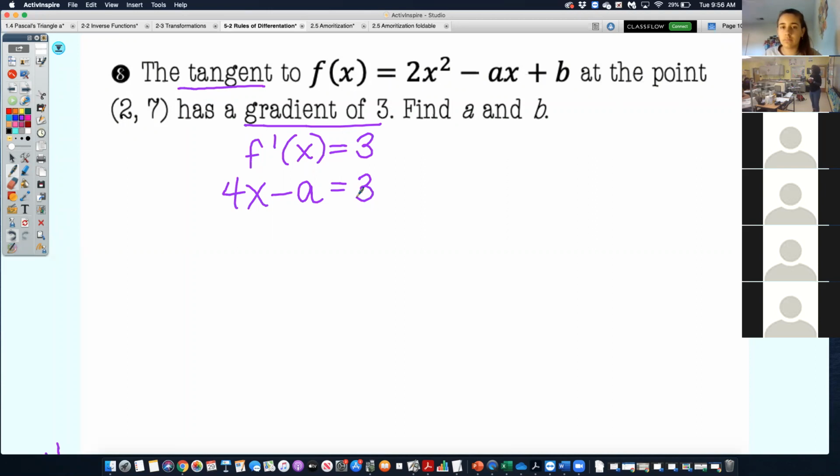What's the value of x? It's 2. Because if they gave me the point, that means that on this quadratic, at x equals 2, the gradient is 3. So I can even clean this up a little bit and put a 2 in here. That will allow me to replace the x with the 2 and solve for a.